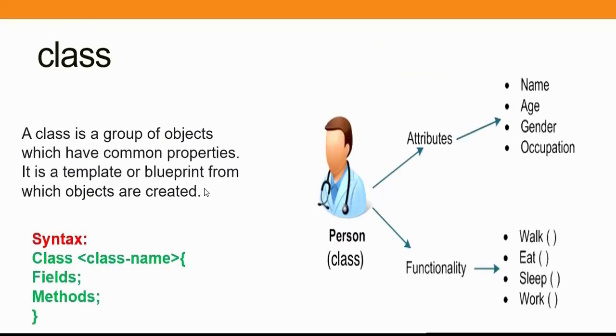The next part is class. So what is class? A class is a group of objects which have common properties. It is the template or a blueprint from which objects are created. I don't know whether it is making sense or not, so let me say this one in short. Class is a group of objects. Object is, we can say, pen is an object. Chair is an object. Apple is an object, right? So class is nothing but a group of objects.